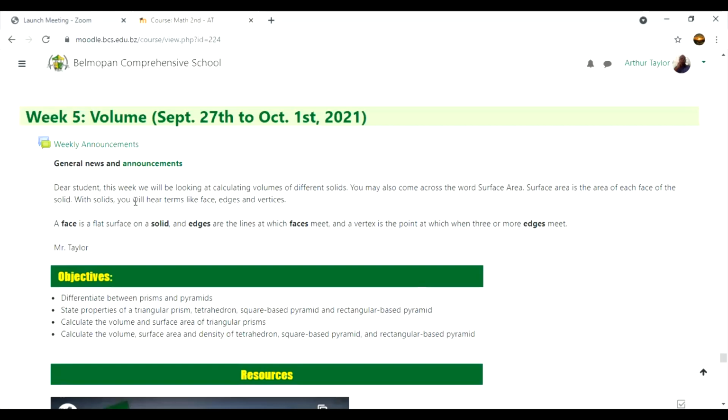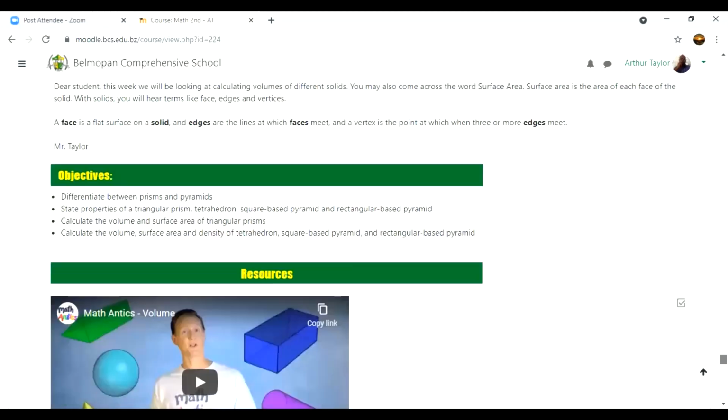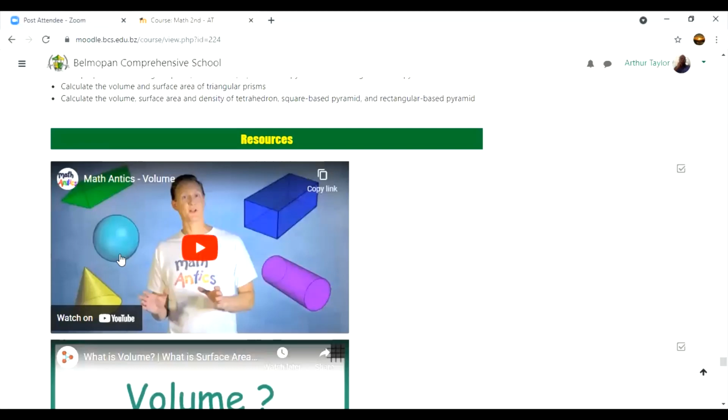With solids, you will hear terms like face, edges, and vertices. Okay, and not all solids have faces, edges and vertices, right? Those are the sharp points of a solid. And not all solids have that. Some just have a face, like a sphere, right? And if you see over here, that's a sphere.